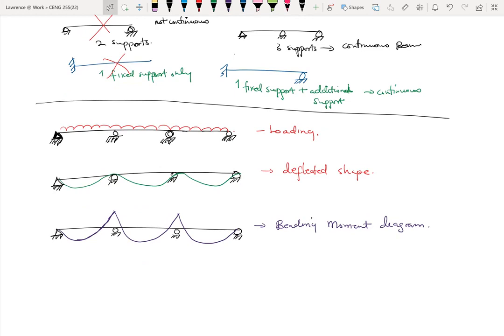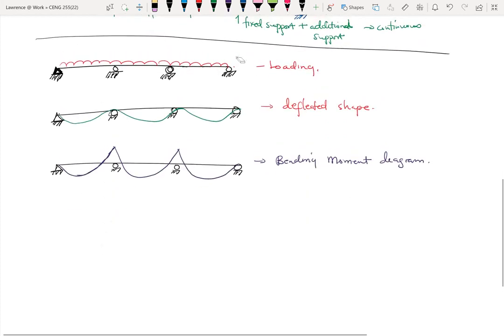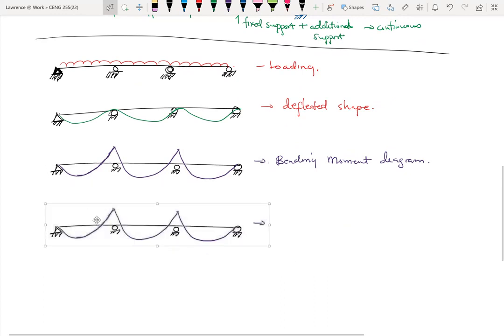I prefer to draw my bending moment diagram this way most of the time, and the reason is because usually it follows the general behavior of the deflection. But what we are used to is this. So this is correct, but I'll draw another one. What we are used to is this.